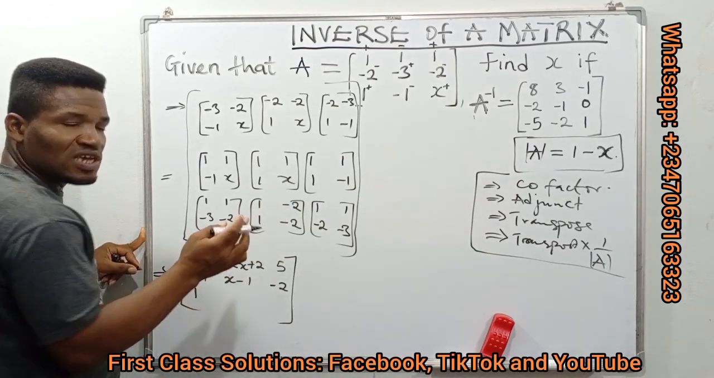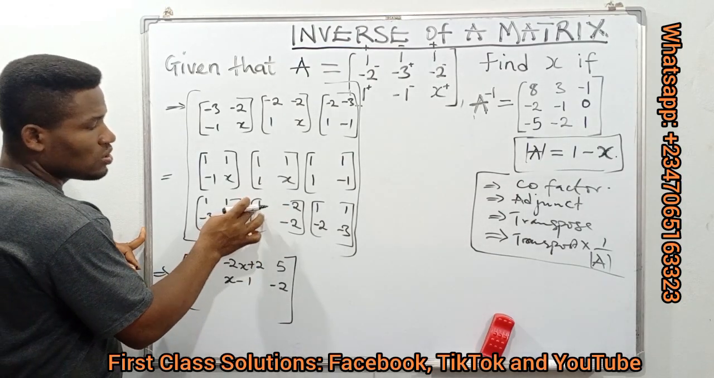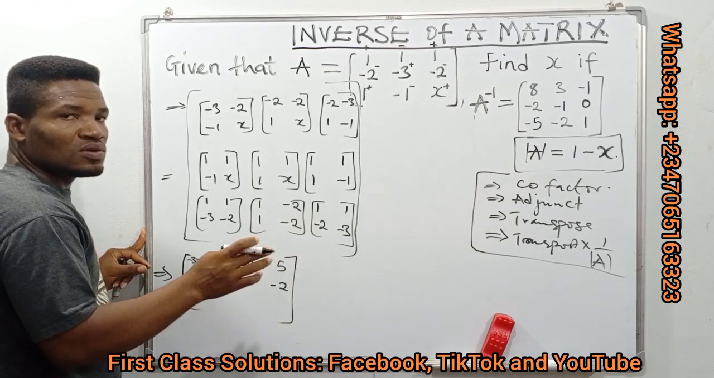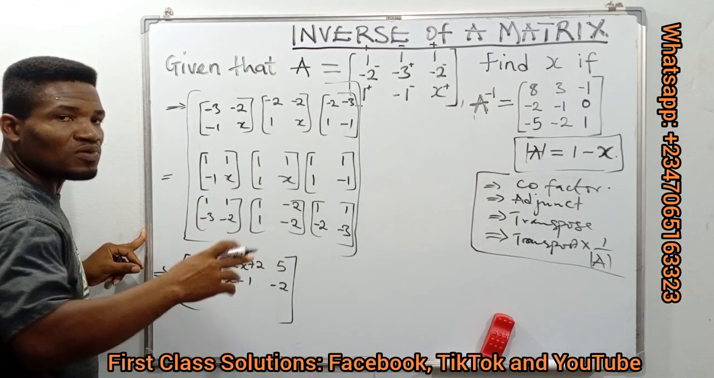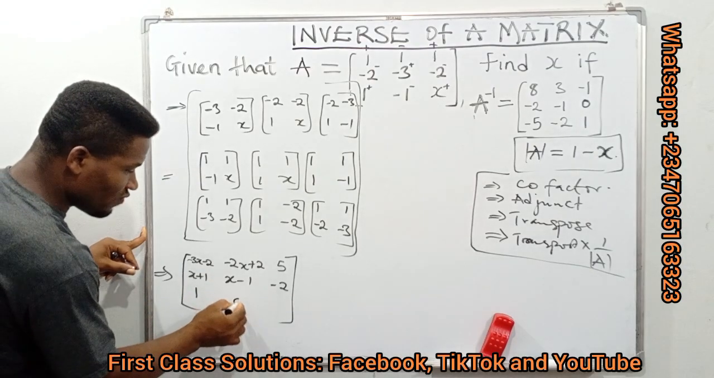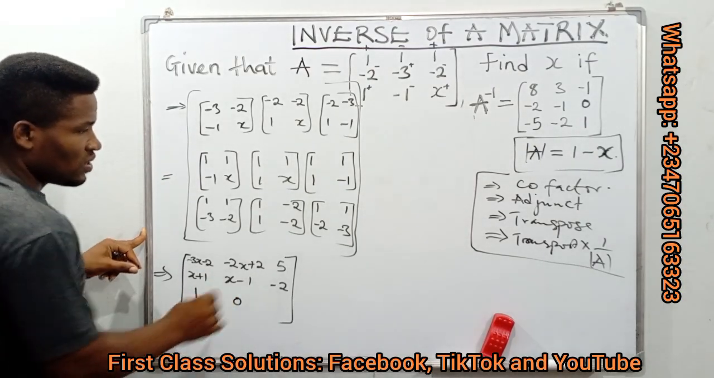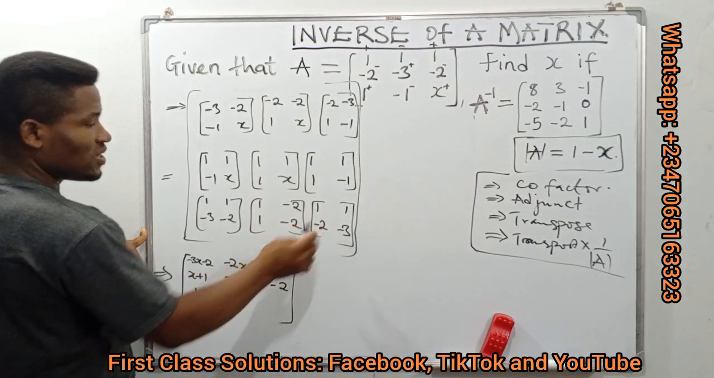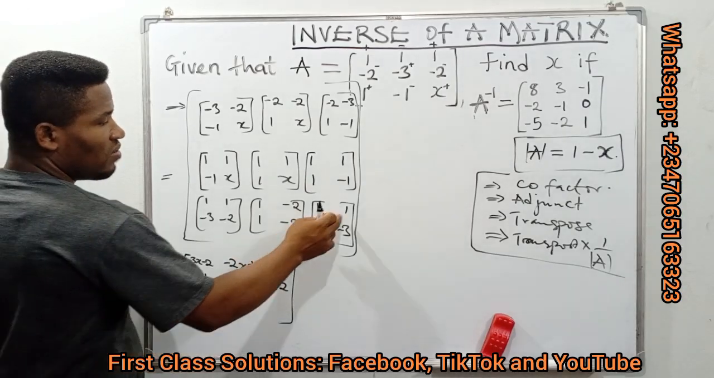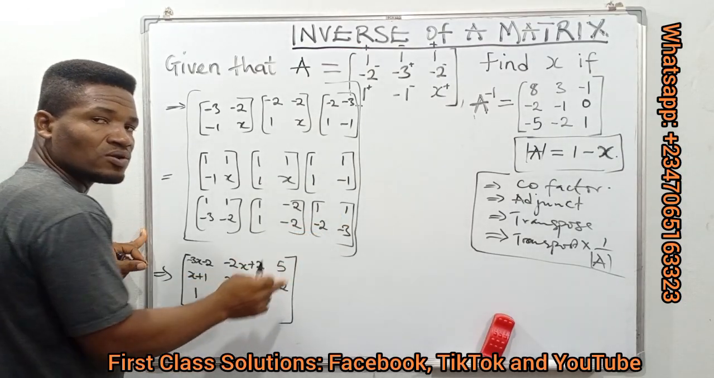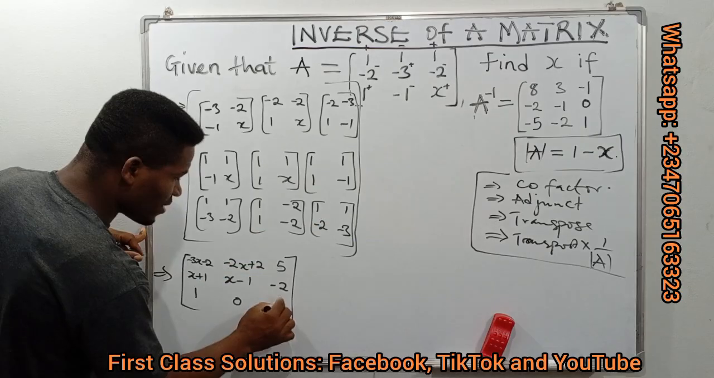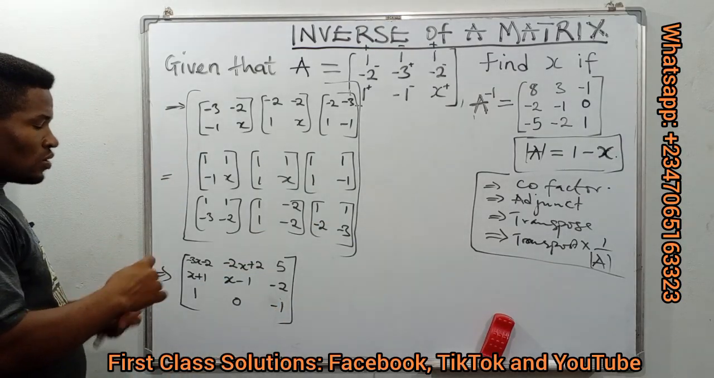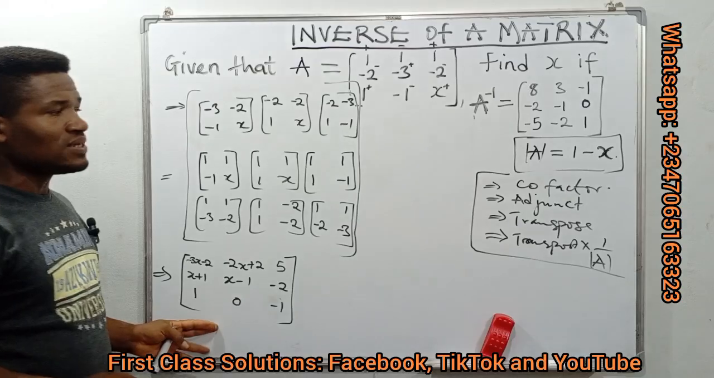Here also, 1 times minus 2 will give us minus 2. Minus 2 times 1 will still give us minus 2. So minus 2 minus minus 2. You have minus 2 plus 2. So minus 2 plus 2 will give us what? 0. Then the last one, 1 times minus 3 will give us minus 3. 1 times minus 2 will give us minus 2. So minus 3 minus minus 2 is minus 1. So if this is the case, it means that this is our what?